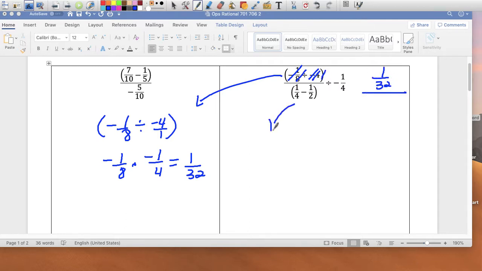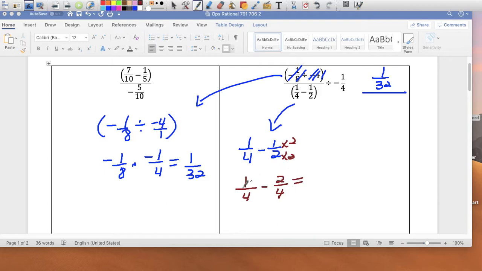Now I'm going to do this part over here, which is 1/4 minus 1/2. We need to find a common denominator, which is going to be 4. And this is going to be 4. So this is no change, right? It's the same. How did a 2 become a 4? Times 2. And a top times 2. So 1 times 2 is 2.